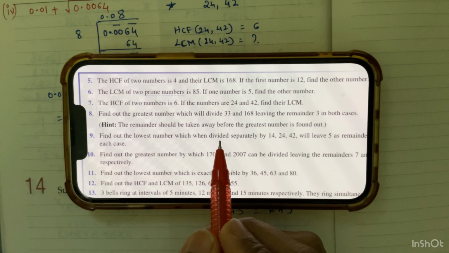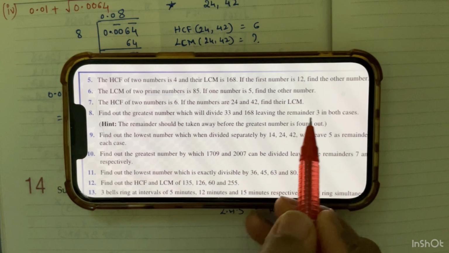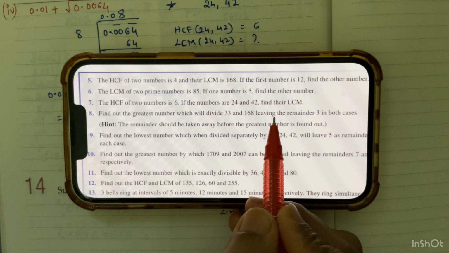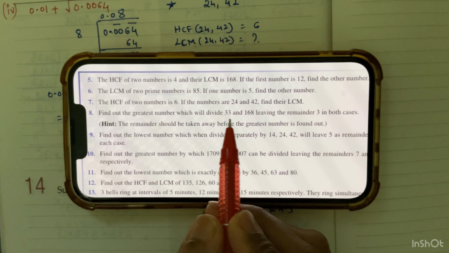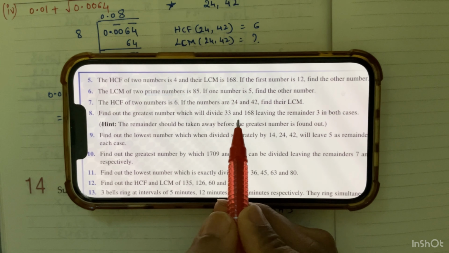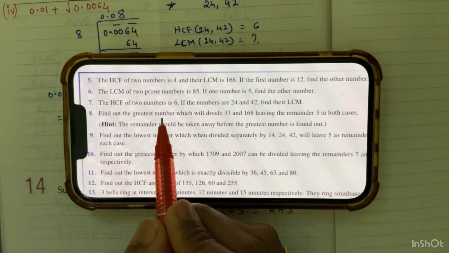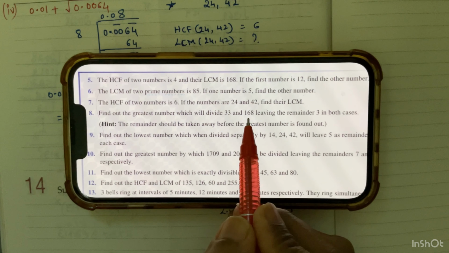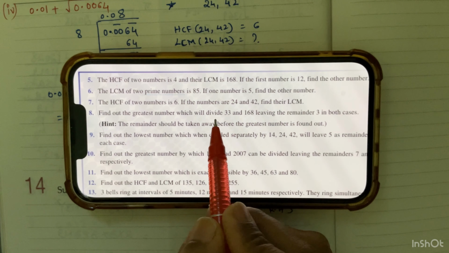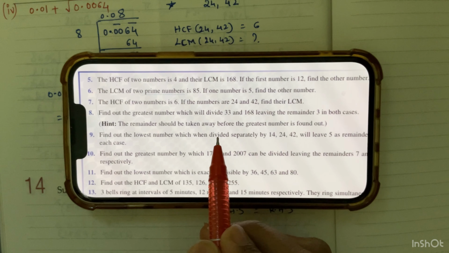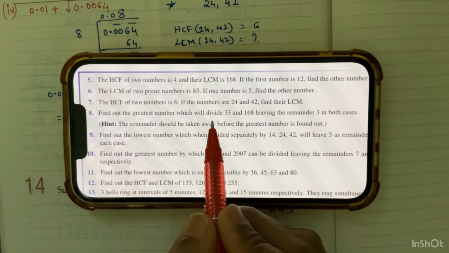So first we need to subtract 3 from 33 and 168 also. Whatever answer we get, from that we will find out the HCF. Why are we choosing HCF here? Because the greatest number we are getting here must be smaller than these two numbers. Why? Because from that number only we are dividing this number. Whenever you are dividing the second number, it must be smaller than that. Yes or no? So that's why we need to find the HCF here.